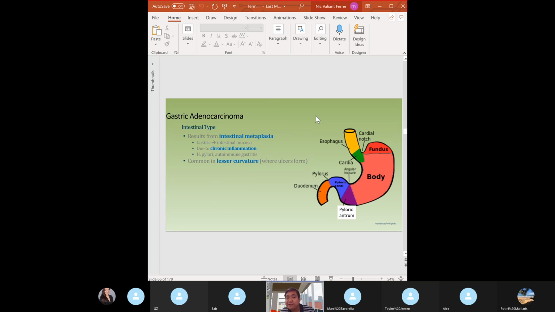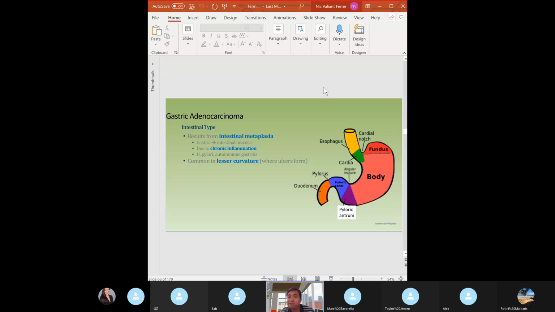It results from what? Intestinal metaplasia due to chronic inflammation. For gastric adenocarcinoma, think H. pylori. H. pylori, okay? Most common in lesser curvature. Here, lesser curvature. You can see this is the incisura. The incisura is a part of your pyloric antrum. Very important in doing gastrectomies, right?